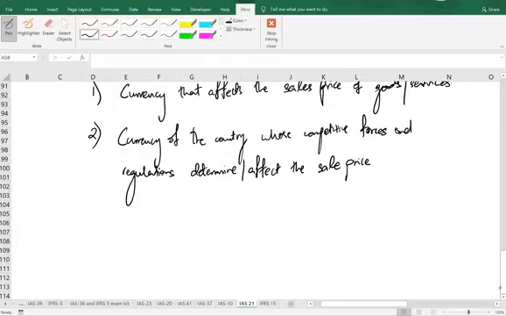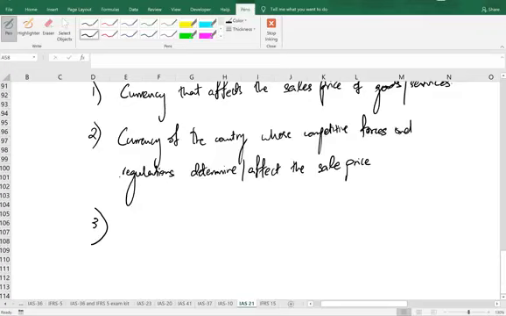Guys, remember one thing: IAS 21 will not apply if your functional currency and presentational currency are the same, because there is no need to translate then. The only factor over here is if these two currencies are different. Third factor, now these are all primary factors I'm talking about. There are certain secondary factors as well.